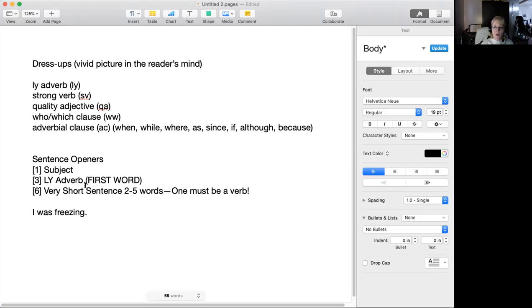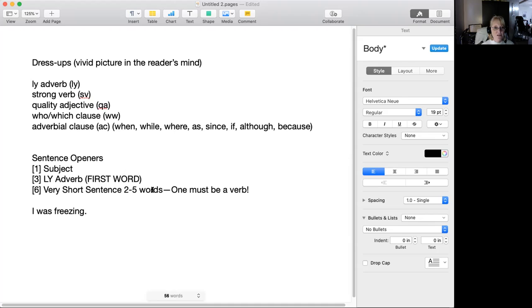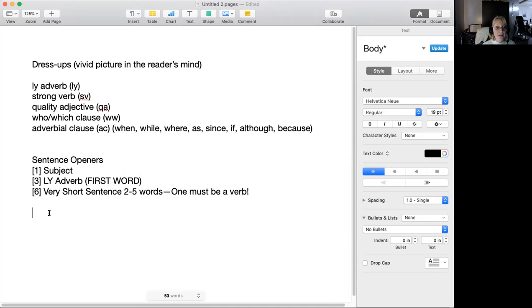So if you've got this wide variety of things going on, differing lengths and all that, and all of a sudden you have, I was freezing. Well, that's like, ba-boom. It gives it some punch when it's in the middle of several long ones. So that's why it can be very stylish to use a very short sentence, or a VSS. And that's the opener that we're going to learn.